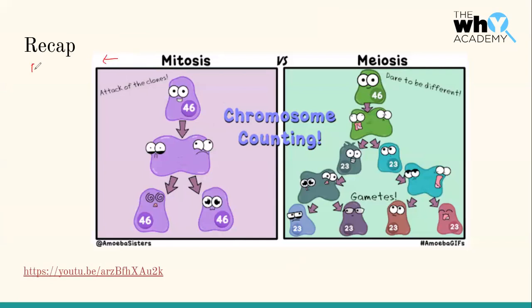Mitosis is also called equational division. Why? Because you get an equal number of chromosomes, right? If you see here, they both have 46, 46. Whereas meiosis is called a reductional division. Mitosis is one step, and this is two steps. So the first step of meiosis is the same as mitosis.